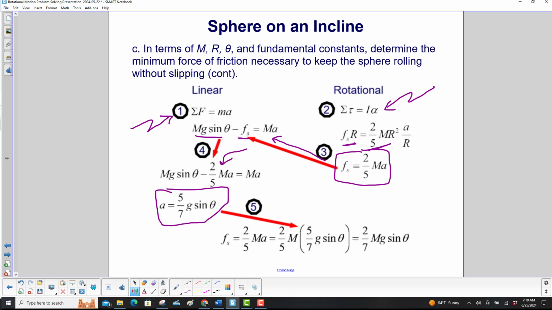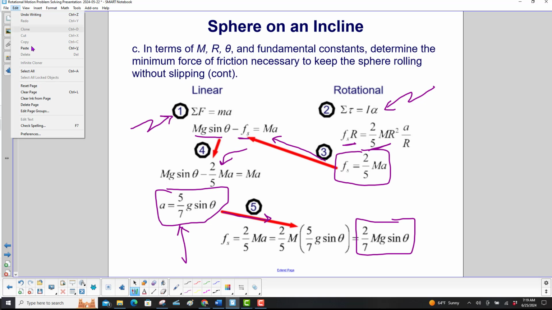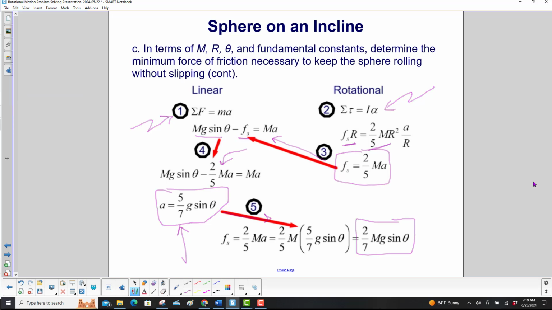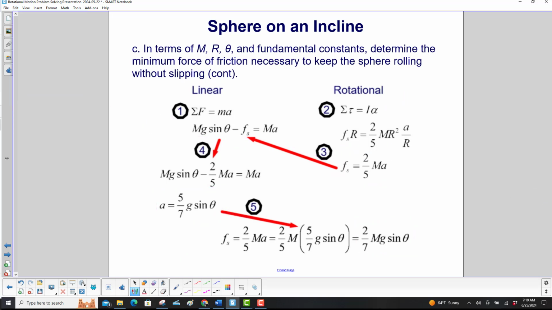And one final step, we want to find the static friction force, the minimum force. Follow this arrow. We have the static friction force is 2/5 ma. We have found acceleration, substituted in, and here's our answer. And I'll go ahead and erase all those marks, and you might want to pause it at this point and follow the arrows and find the final friction force.